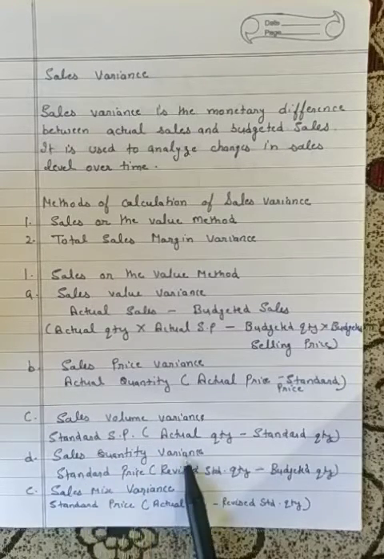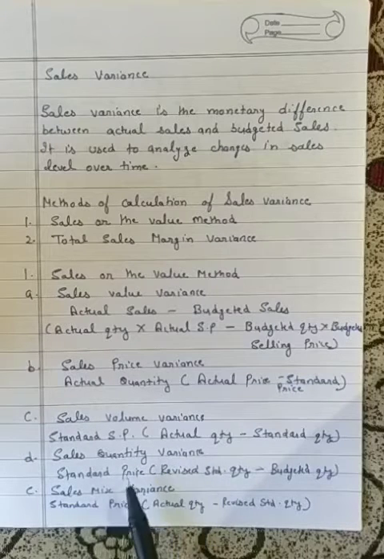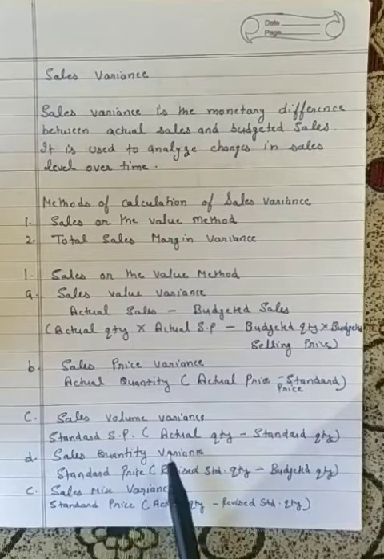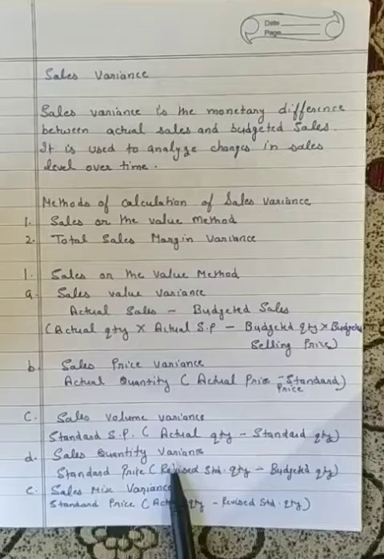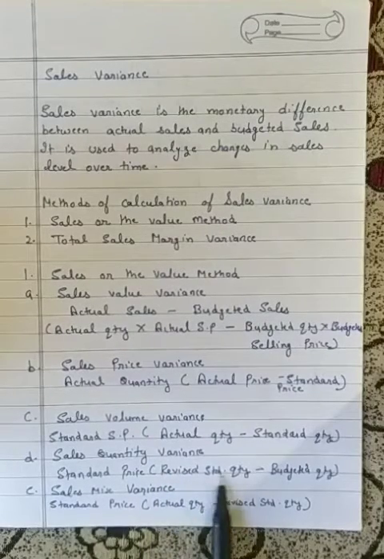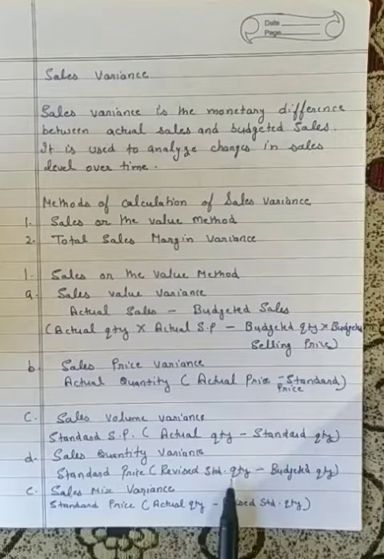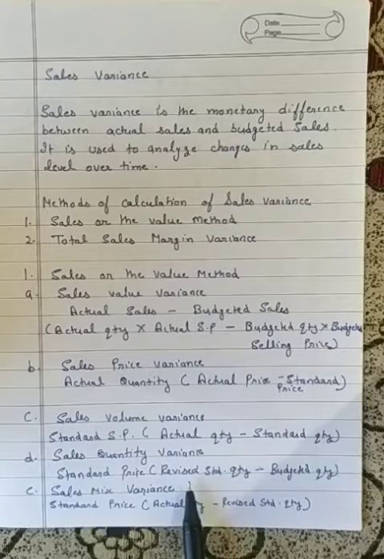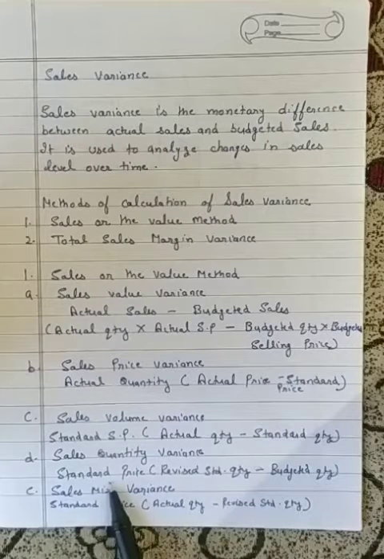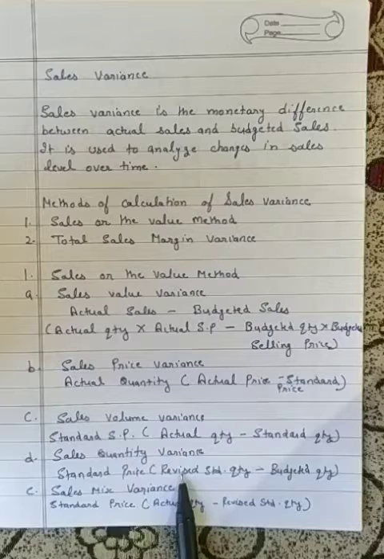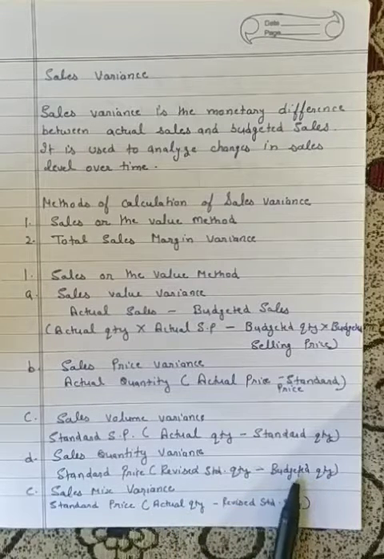First is the sales quantity variance. Sales quantity variance arises because of the difference between the revised standard quantity and the budgeted quantity. To calculate the sales quantity variance, first you have to calculate the revised standard quantity. How do you calculate the revised standard quantity? You take the unit quantity of standard, multiply by the total of actual quantity divided by the total of standard quantity, and then you get the revised standard quantity. And the formula is standard price multiplied by revised standard quantity minus the budgeted quantity.